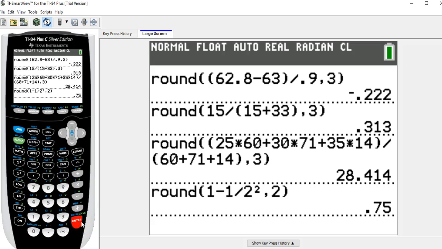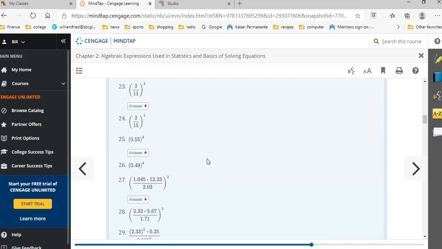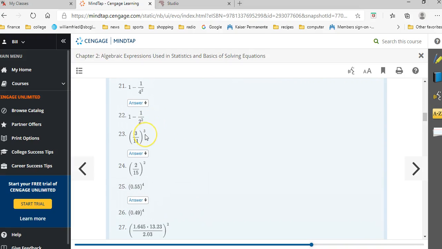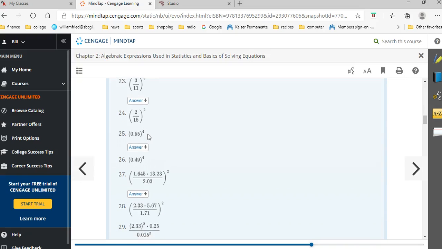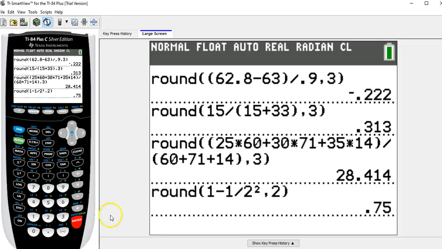Now sometimes you have to use an exponent other than 2. So for example, in say number 23, they have an exponent of, well, let me do an even numbered one. Here's number 26. They have an exponent of 4. So I want to go 0.49 to the 4th. They want me to round this to 2 places. So I'm going to go like this.